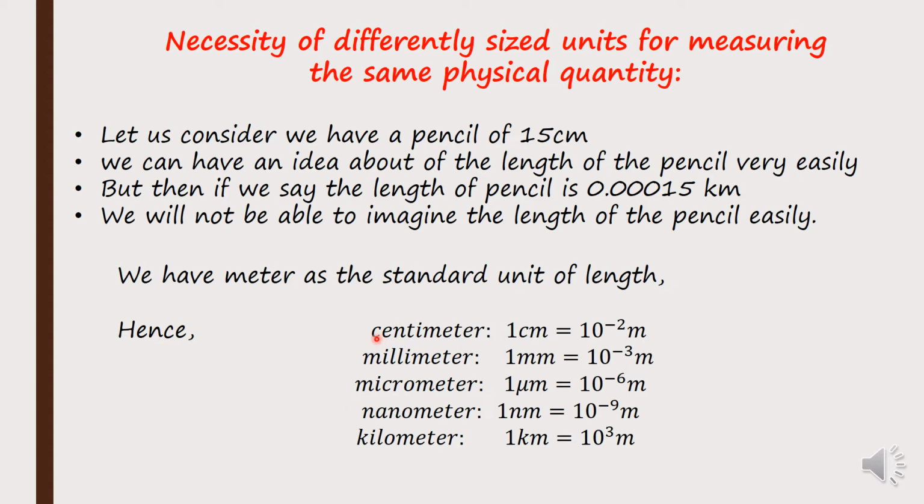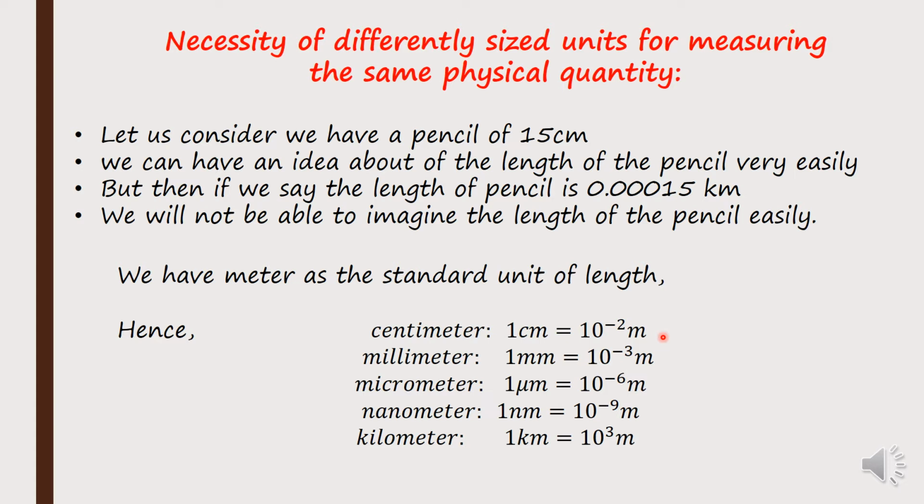So the first thing is centimeter. We should know that 1 centimeter in terms of meter is equal to 10 to the power of minus 2 meters. So what does this 10 to the power of minus 2 mean? It means that if you have 1 meter and you divide that 1 meter into 100 parts, then one part is equal to 1 centimeter. This is as good as saying that 1 centimeter is equal to 1 by 100 meter. Understood?